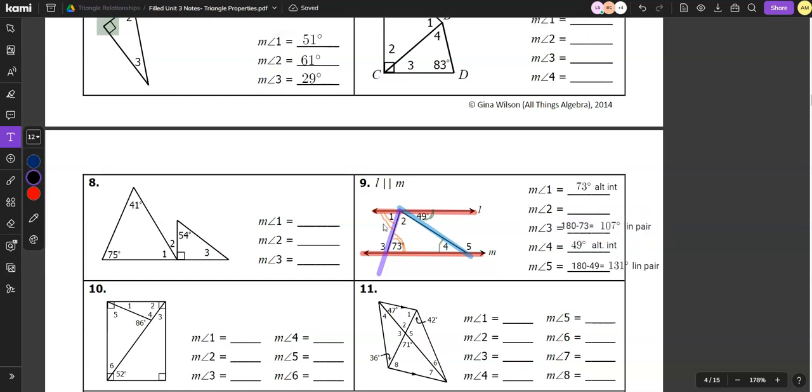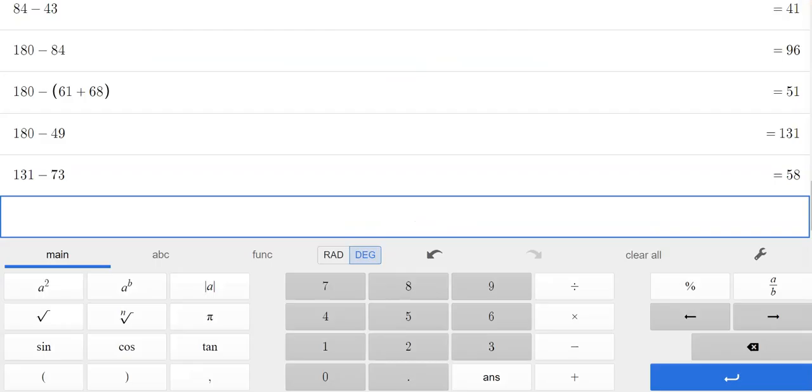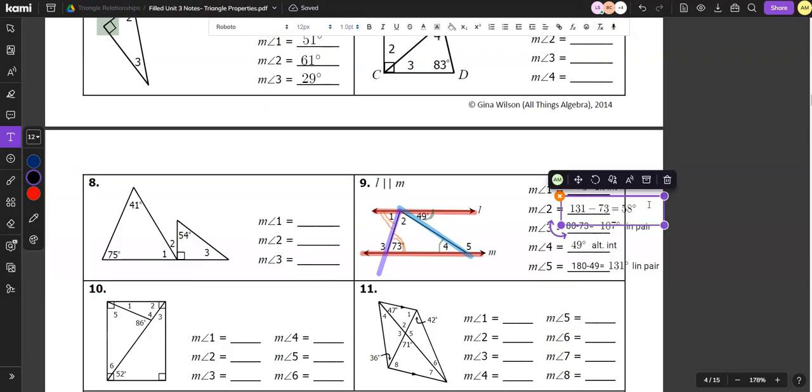And then finally, angle 2, we can either say is angle 5 minus 73, or we can say it's 180 minus the sum of the other two. I'm going to say it's the measure of angle 5, which is 131, minus the 73, because that's our exterior angle theorem. That's one of the things we're meant to be practicing, so it's a good idea to do. So we have 131 minus 73. That gives us 58 degrees, and that's our x.